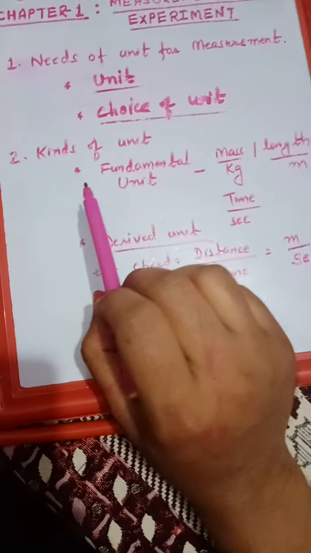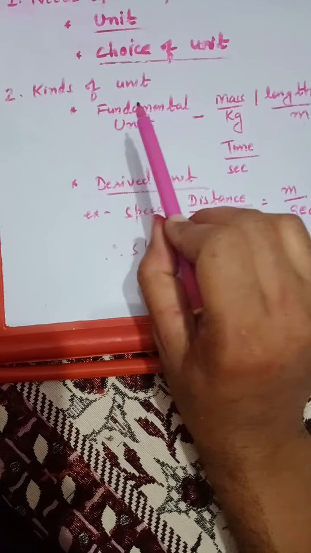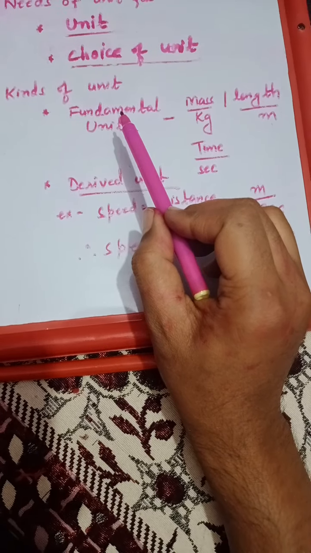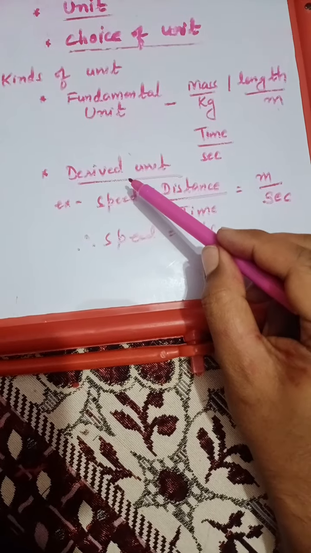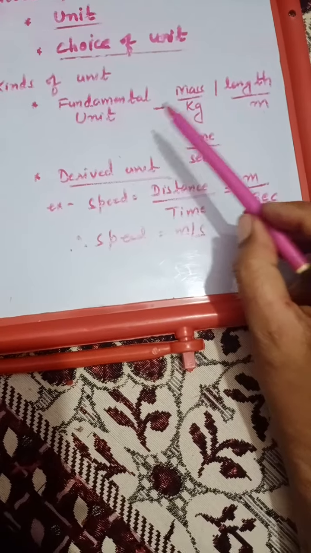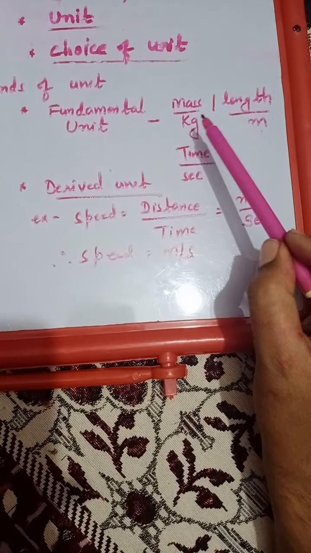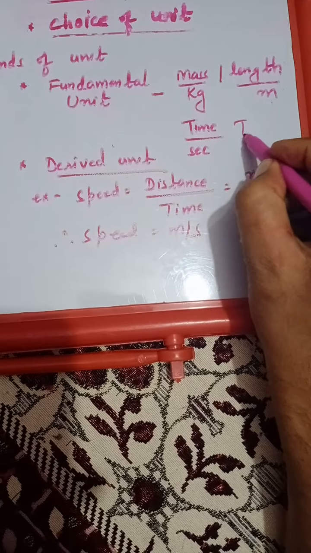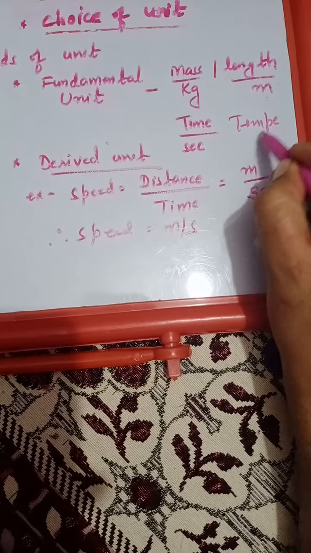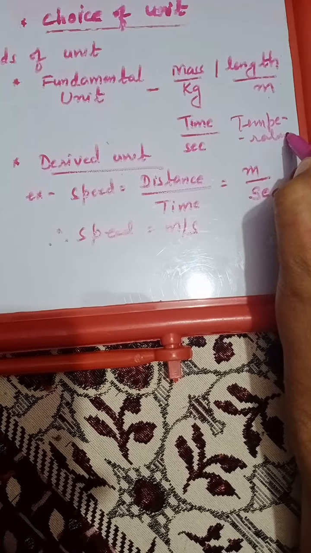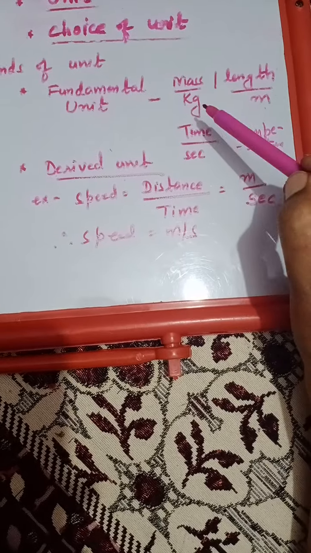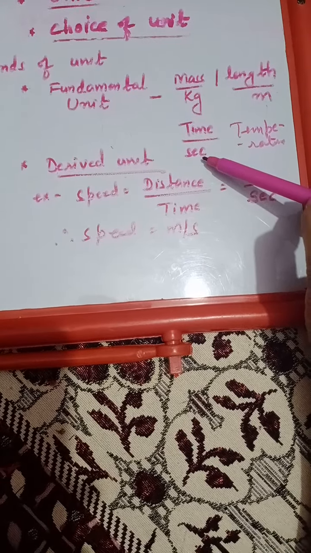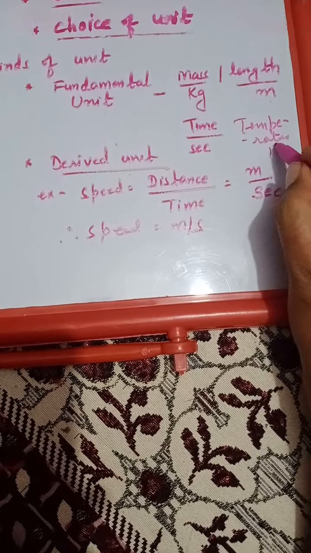So now the next topic is what are the different kinds of unit. Under this topic we are going to divide it into fundamental unit and derived unit. It has two types. So fundamental units, as we all know, are mass, length, time, and one more quantity we have, which is temperature. For the mass the unit is kg, for the length the unit is meter, for the time its unit is second, and for temperature it is Kelvin.